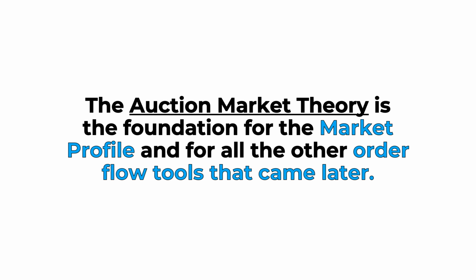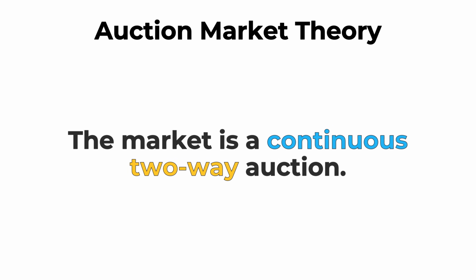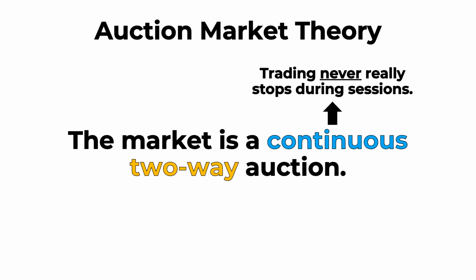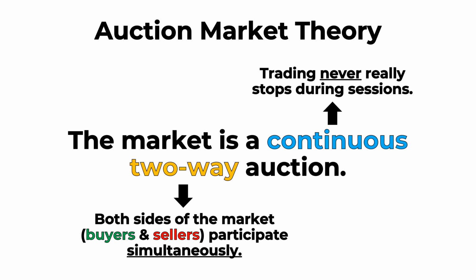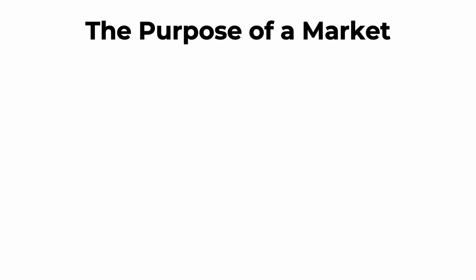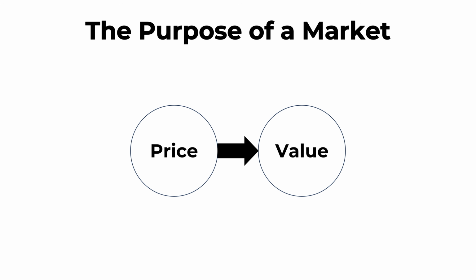According to the auction market theory, the market works as a continuous two-way auction. It's continuous because trading never really stops during trading sessions, and it's two-way because both sides of the market, the buyers and the sellers, participate simultaneously. Buyers bid for the asset trying to buy as low as possible, and sellers offer the asset trying to sell as high as possible. This constant conflict of interest between buyers and sellers ensures that price is always seeking to represent value accurately. In other words, the purpose of a market is to facilitate trading so that market participants discover the price that accurately reflects value.